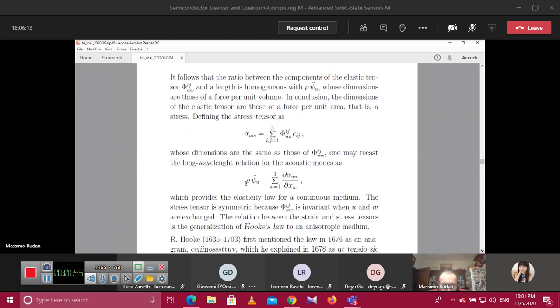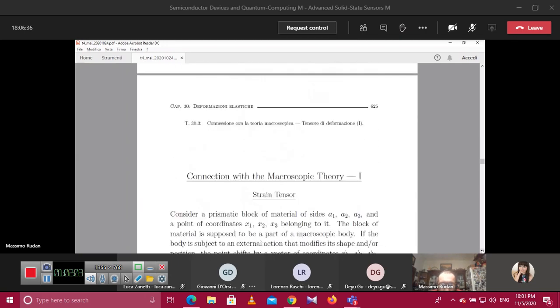the first year in which this law was mentioned is, as you can see here, 1676. Okay, and we shall come back to it very soon.